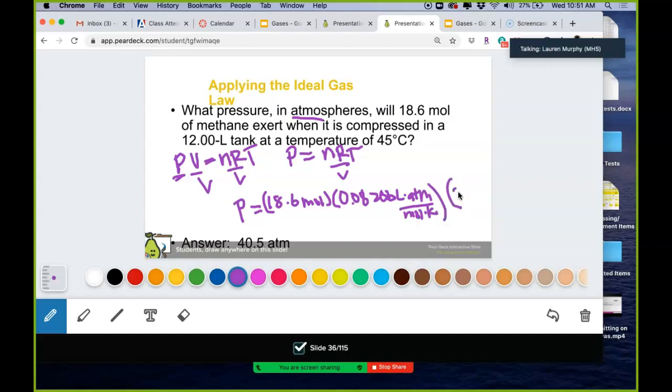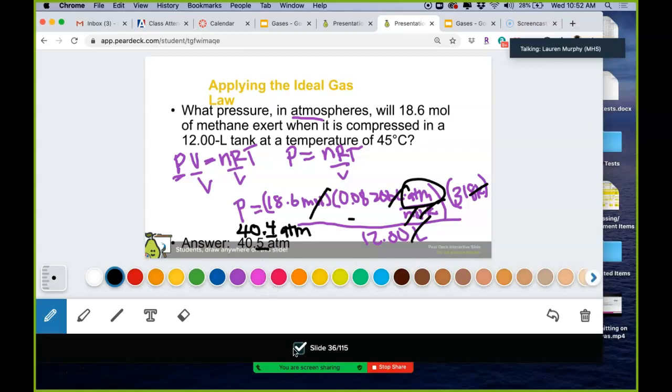And then temperature in Kelvin is 318, again Kelvin, right? Divided by volume, which is 12.00 liters. Let's look at units. Moles cancel, liters cancel, Kelvin cancel. You're left with atmospheres, plug and chug, and you get 40.5. I think I actually did 0.0821 on this one, so I think the real answer is 40.4 if you use the value from your equation sheet. Whatever, I would accept both answers.